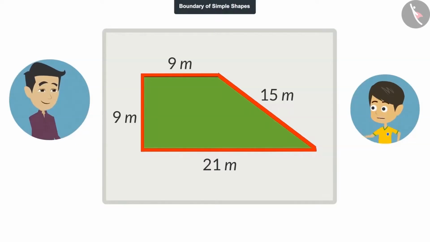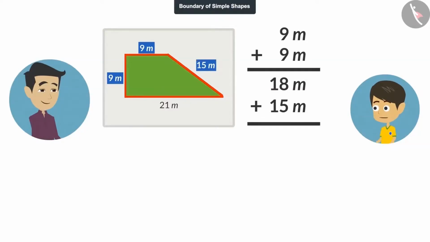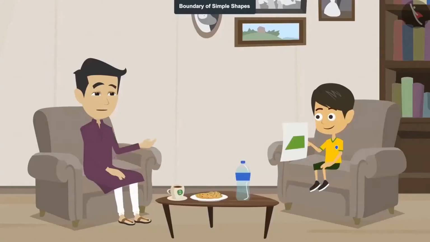Okay, now I know the length of all the lines. By adding these, I will get the length of the field's boundary. If you add 9 meters to 9 meters, the answer will be 18 meters. If we add 15 meters to 18 meters, the answer will be 33 meters. And if we add 21 meters to 33 meters, the answer will be 54 meters. That means the boundary of this field is 54 meters. Yes, Reyansh, you are right.